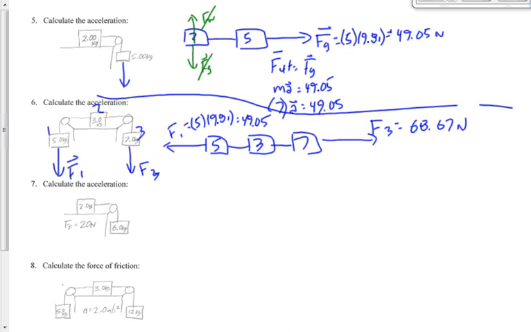Now, of course, we do the same thing as we always do. F net is equal to the sum of the forces, where it's just F1 and F3. What mass do we use? 5, 3, 7, or some sort of combination of those three numbers? Stephanie? Yeah.